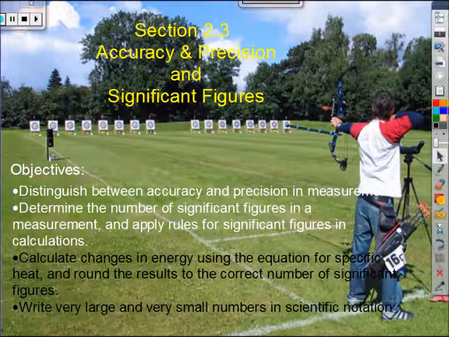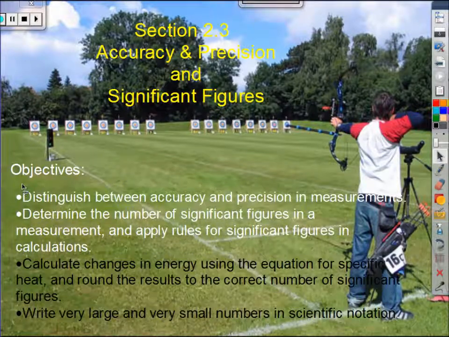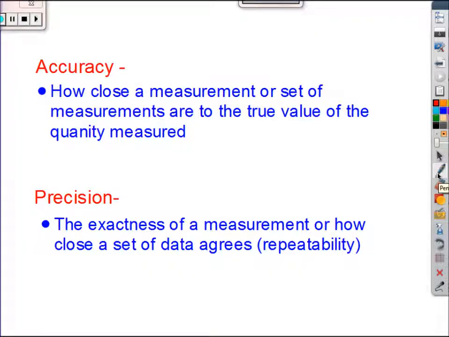Today we're going to talk about Section 2.3, these first two objectives, distinguishing between accuracy and precision. A couple quick definitions. Make sure you pause this and write this down.